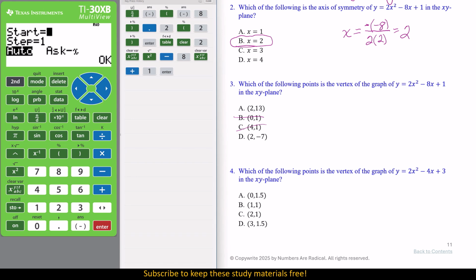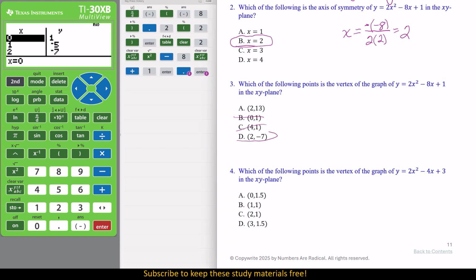Let's start at 0, go by steps of 1. And how do I know steps of 1 is because every value in my answers are integers. Sorry about that. And I want to go auto so I can see it all. Now there you go. So we need to go to 2. There's 2 to -7.